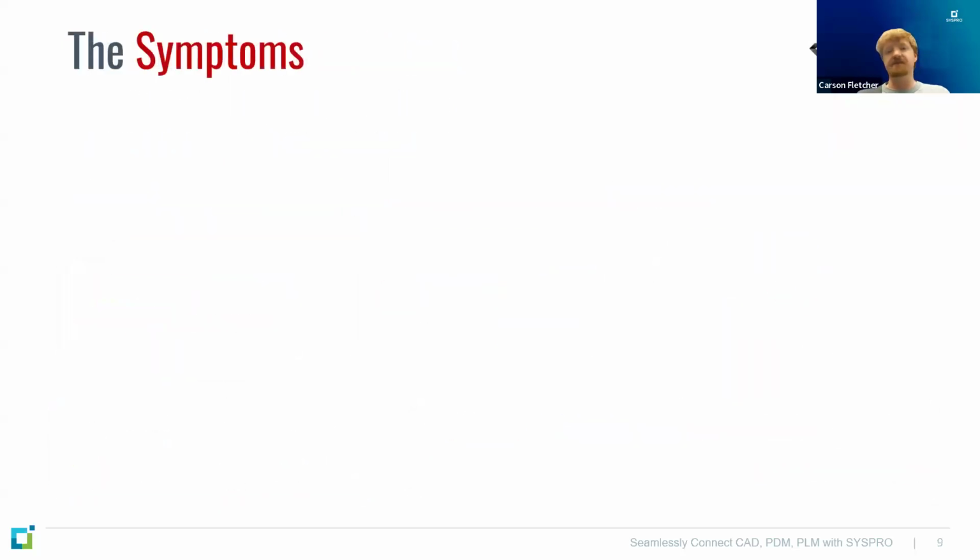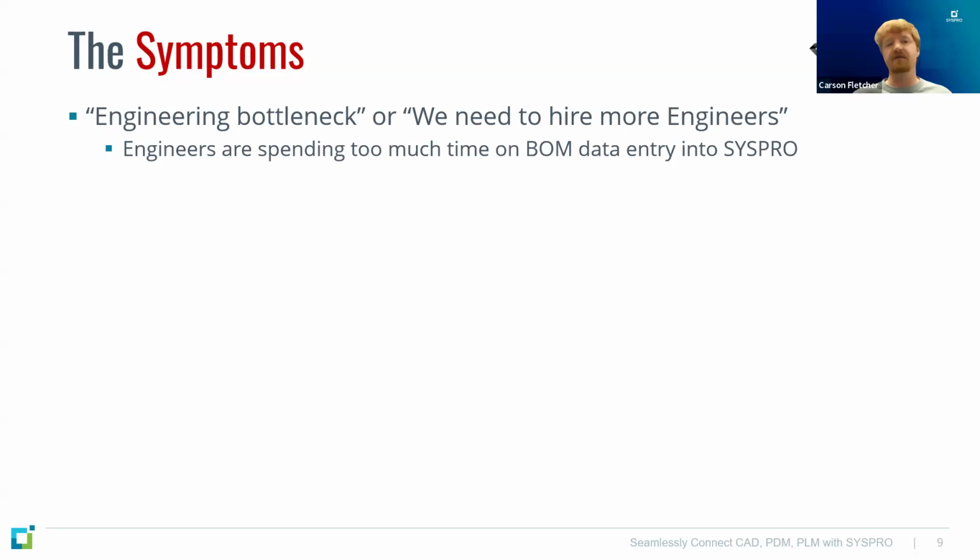So let's talk a little bit about the symptoms. If you're an engineer-to-order or a discrete manufacturing company, you might feel some of these. I wanted to walk through some of them to see if any strike a chord. You might hear that there's an engineering bottleneck, or perhaps you need to hire more engineers.